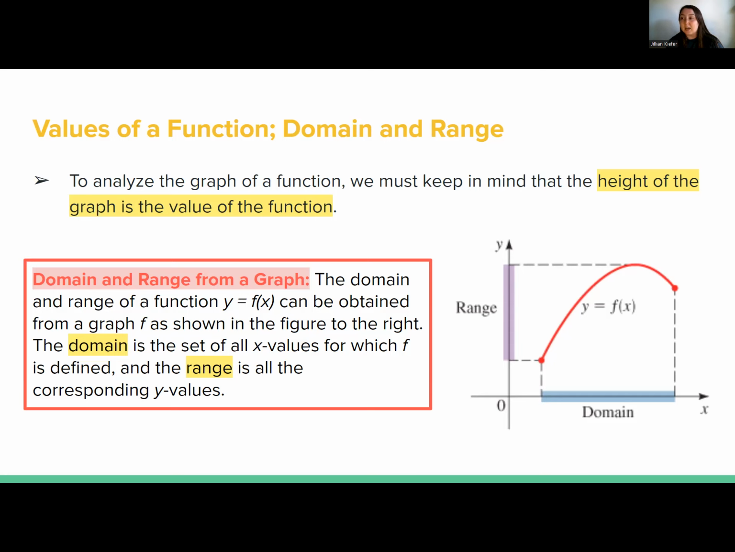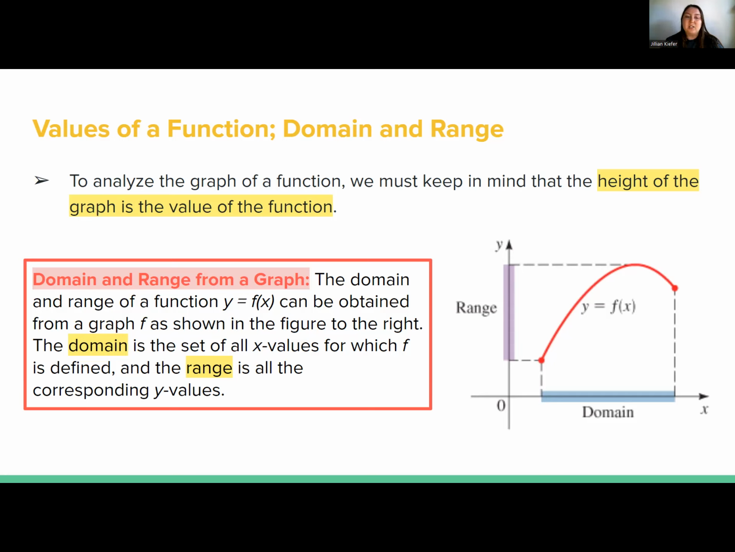How are we going to be able to tell what the domain and range is just by looking at a graph? To analyze the graph of a function, keep in mind the height of the graph is the value of the function. Whenever we're talking about values of a function, we're talking about the f of x values, the y values, the range of your function.